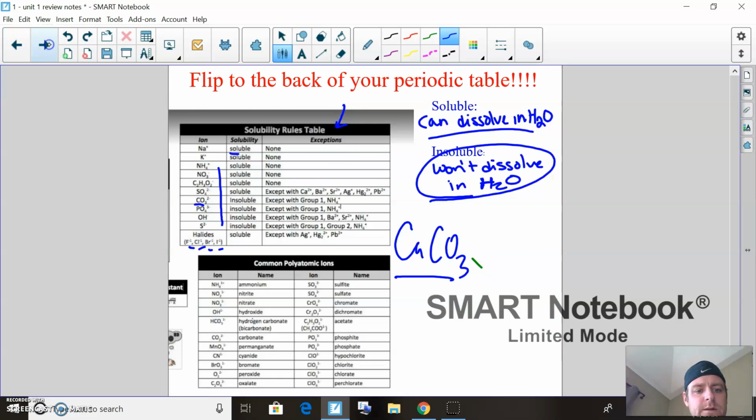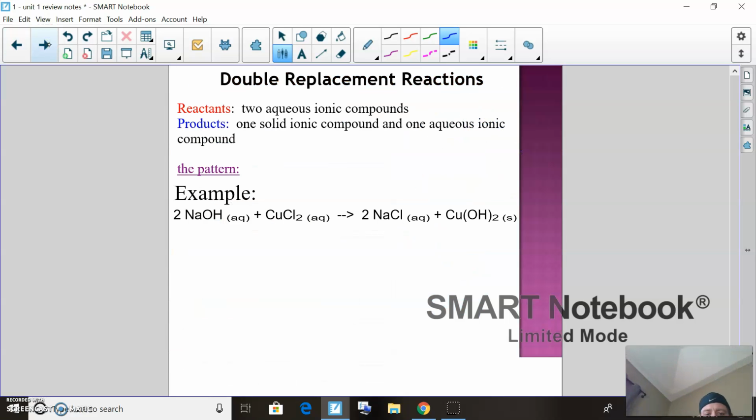So here's what double replacement is. It's exactly the same thing as single replacement, but now we're going to switch two of them. For a double replacement reaction to actually happen, you have two solutions, and you're going to have one solution on one end and a solid formed on the other.